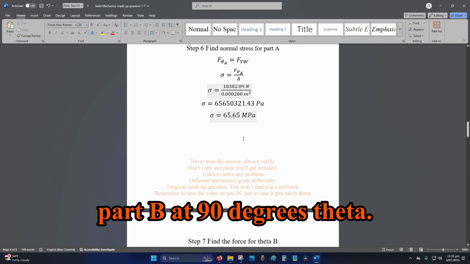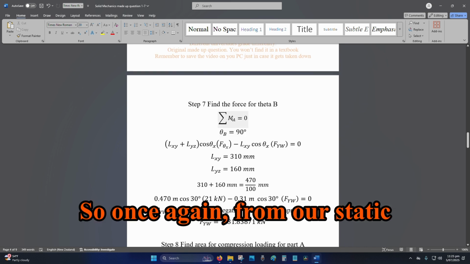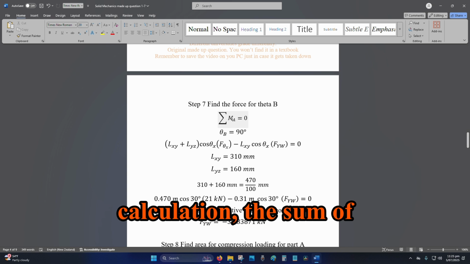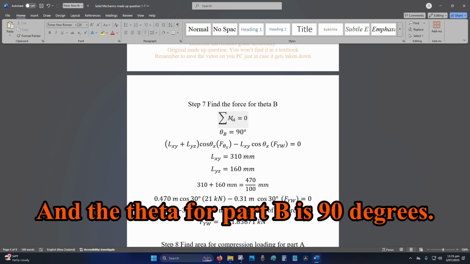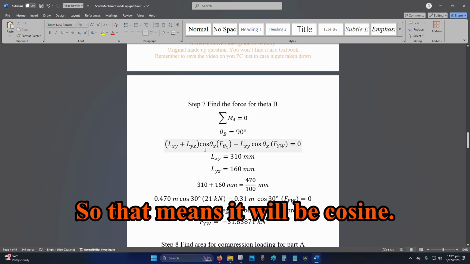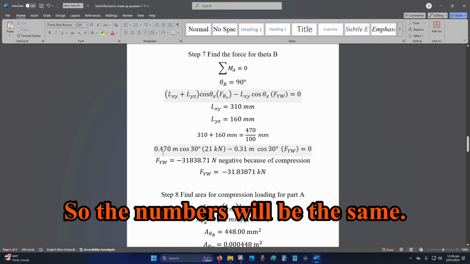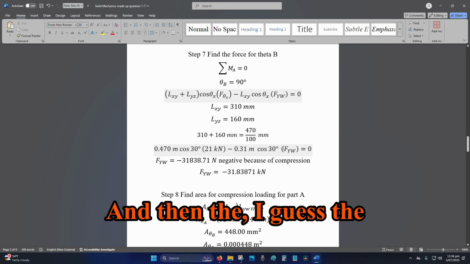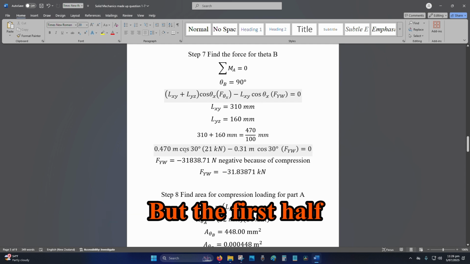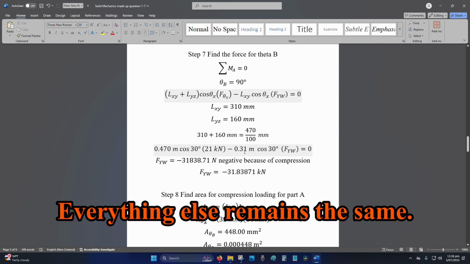Now we're going to solve for part B at 90 degrees theta. So once again, from our static calculation, the sum of the moments equal to 0, and the theta for part B is 90 degrees, so that means it will be cosine. Once again, we plug in the values, so the numbers will be the same, and the second half remains the same, but the first half changes from sine to cosine. Everything else remains the same.